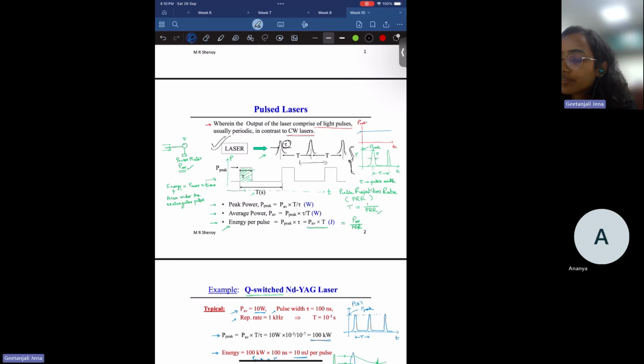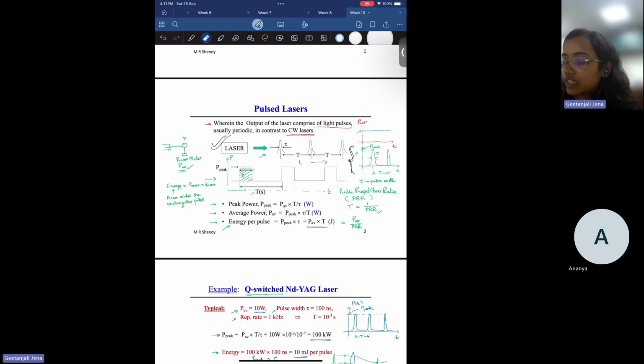Now we have different types of pulses. The pulses can be square pulses or rectangular pulses. There are different types of pulses that we generally see in our day-to-day life or during experiments. If you look at this figure, it's a rectangular pulse where the peak power is denoted by P peak, tau is the full width at half of the maximum, and capital T is the time period between the periodic pulses.